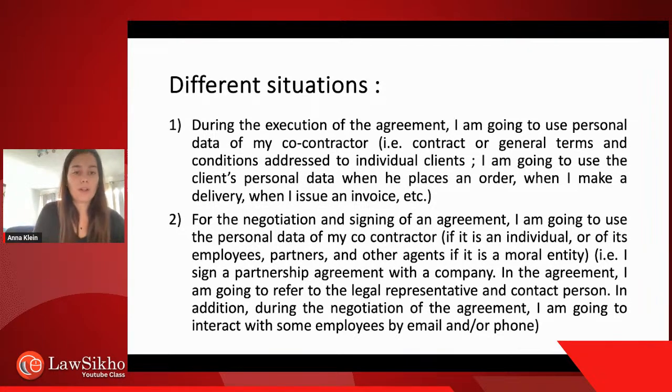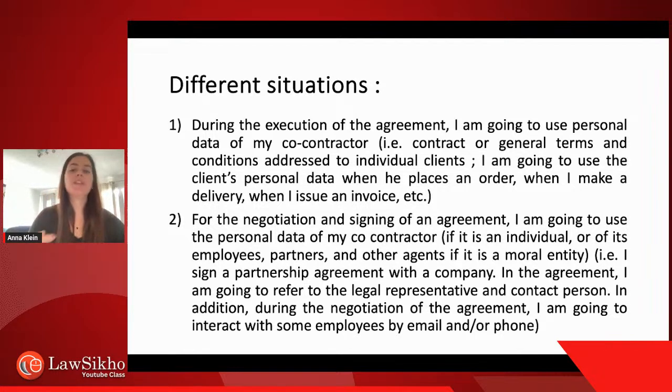So if it's a physical delivery for a product, obviously I'm going to use the delivery address. But even if it's a service, I'm going to have to use probably an email address so that I can provide the service, or a phone number or something, so that I can provide my service to this client. Also, when I'm issuing an invoice, I'm going to have to write down some personal information about my clients. And maybe you're thinking, yes, but I only do B2B, so my clients are not individuals, and so I'm not using any personal data. Well, we will get to that later. I just want to first outline the different situations. So my first situation is when I'm actually executing the agreement.